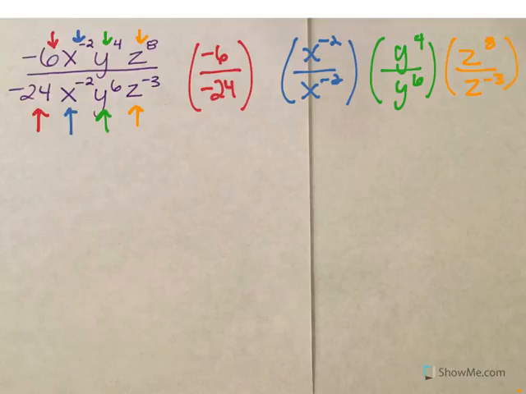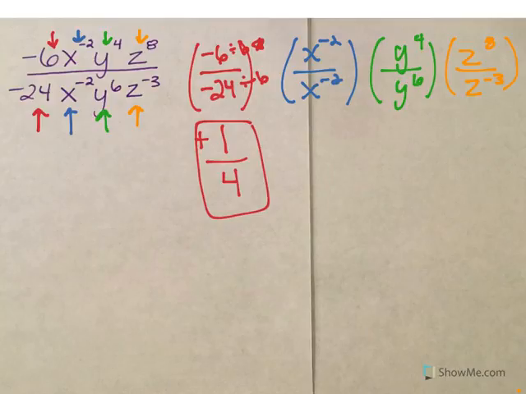Next, we need to simplify each set of these parentheses. So, starting with our numbers, negative 6 over negative 24. When we have a negative and a negative, our result's going to be a positive, and then we're just going to go ahead and simplify this fraction. 6 divided by 6 is 1, and 24 divided by 6 is 4. That's all we need to do here. We've got a final value for our numbers.